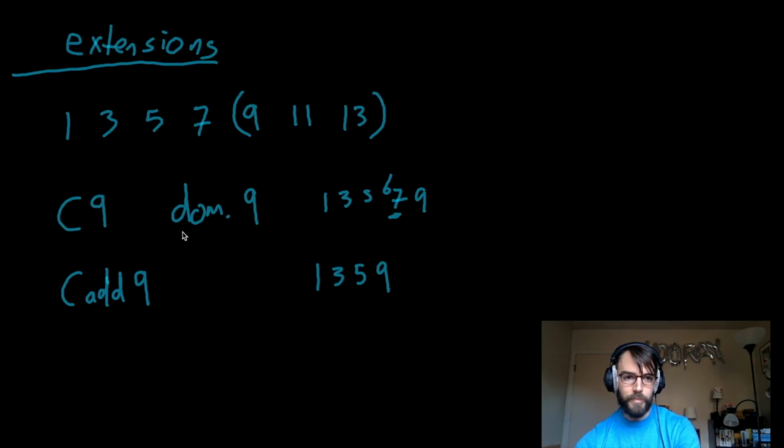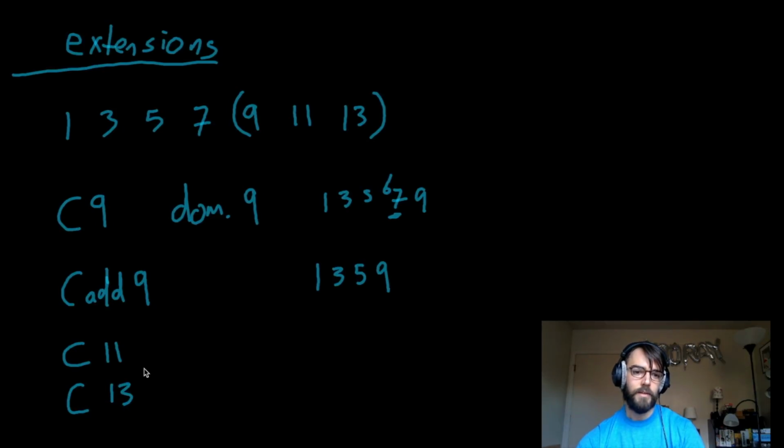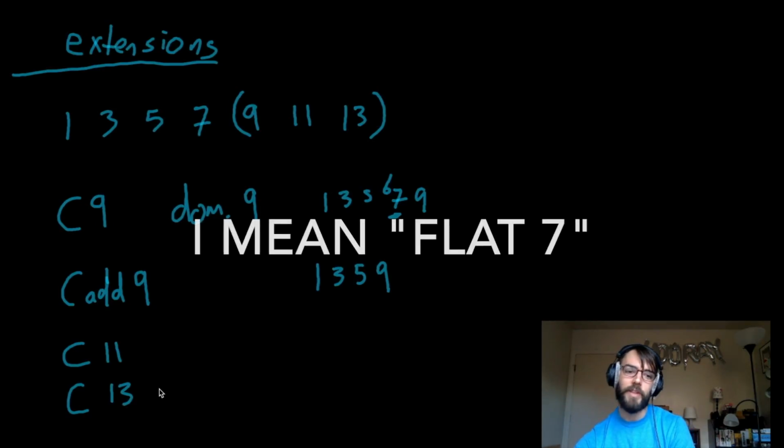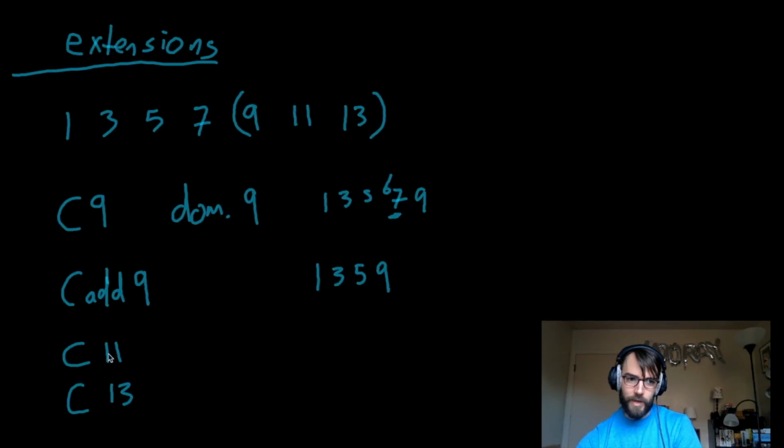So if I were to replace this 9 with an 11, C11 or C13, it's the same principle. So we're assuming that the flat 7 is there. 1, 3, 5, flat 7, and then 11. Or 1, 3, 5, flat 7, 13. So we're adding this note with the expectation that the flat 7 is there. If you just want an 11 added to it or a 13 added to it, then you could use add 11, add 13, something like that.